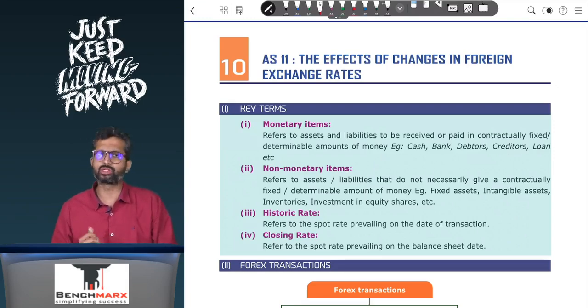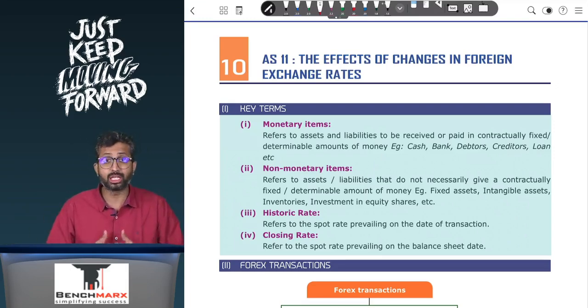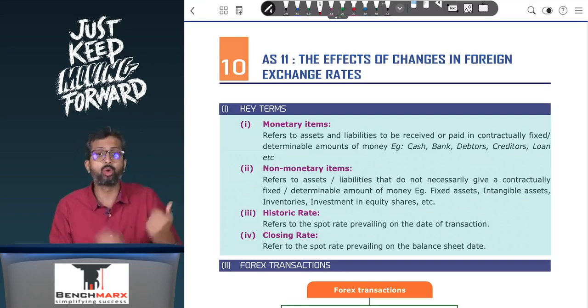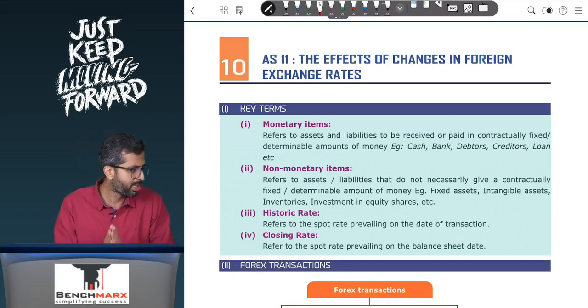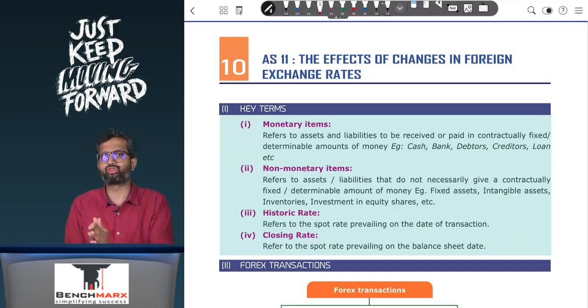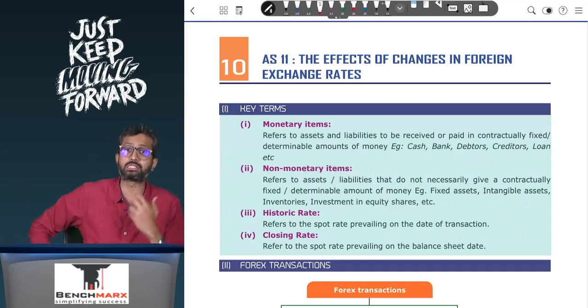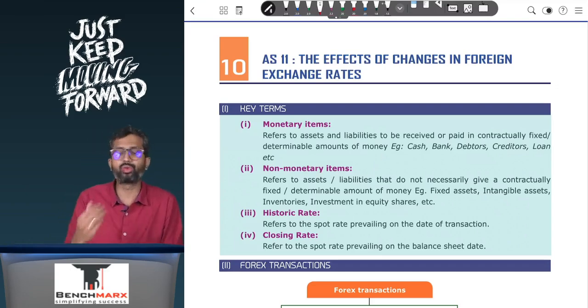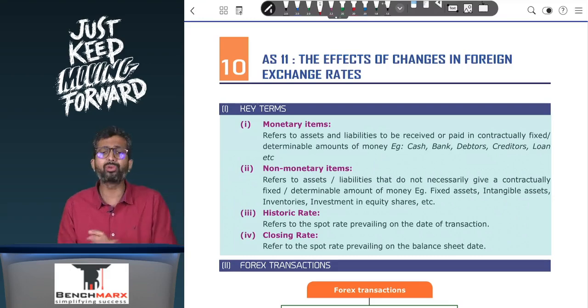So if your transactions are already in rupees, we don't need to convert anything. However, if your transactions are in some other currency, then you will have to convert them into rupees, and hence at what rate should you convert these transactions? That is, at what rate should you convert these incomes and expenses? And secondly, if these items are still outstanding as on the balance sheet date, at what rate will you record these assets and liabilities? That is the first part, where you have to figure out the different rates to be used.